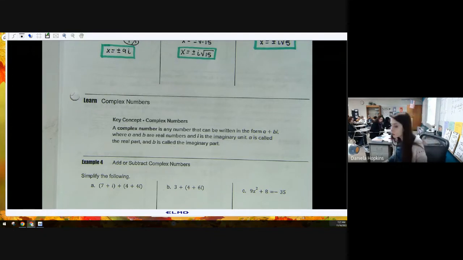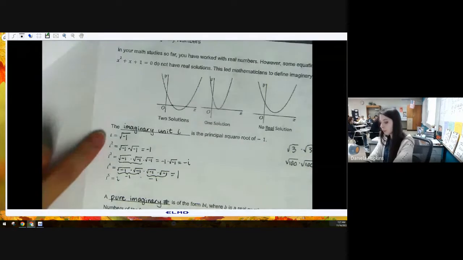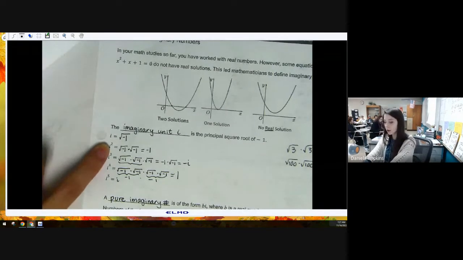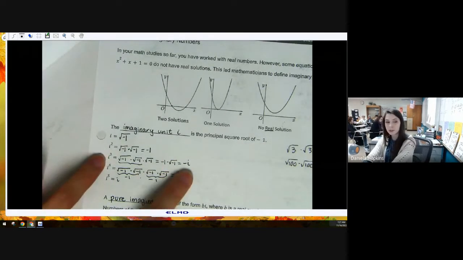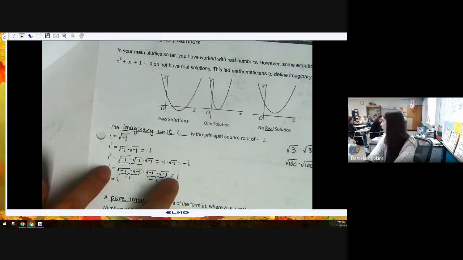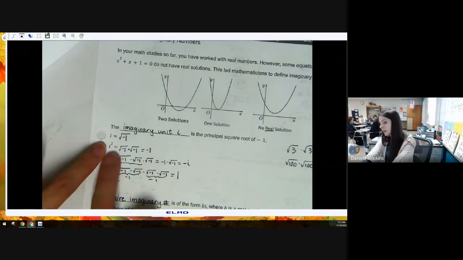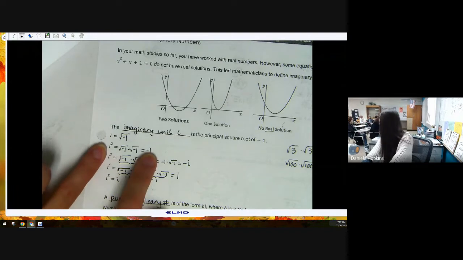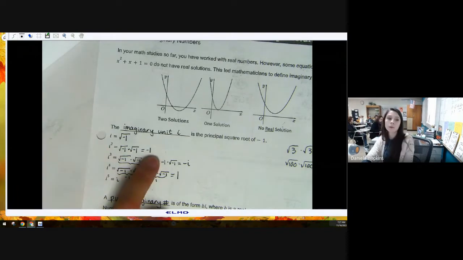So the big part to remember today is that front page. Remember where I said i squared is -1, i to the third is -i, i to the fourth is 1. Honestly, the big one you need to remember today is that i squared is -1, because that's going to come up again and again and again today when we multiply.